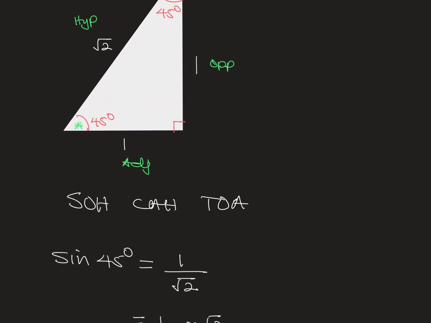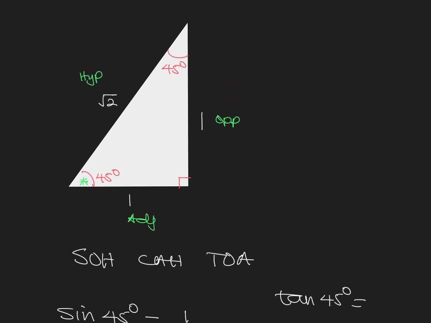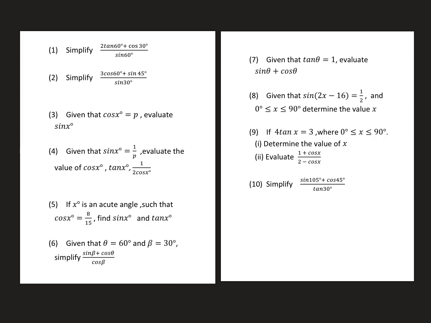Moving on to tan 45. That is opposite divided by adjacent. The opposite of this triangle is 1. The adjacent is 1. So that is 1 divided by 1. Tan 45 is 1 divided by 1. And what is 1 divided by 1? Tan 45 is 1. Now we will begin answering the following questions.